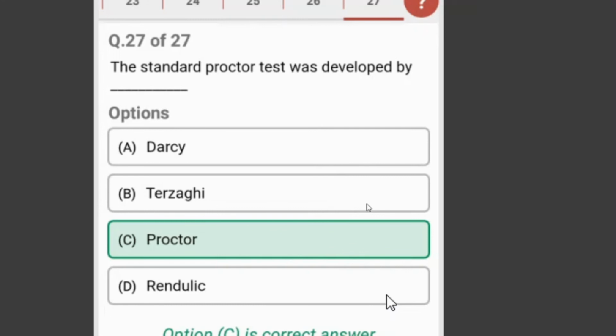Here we have completed the MCQ based questions on compaction of soil. Thank you.